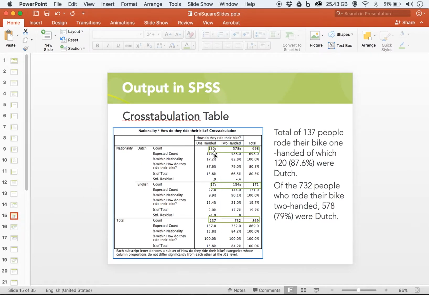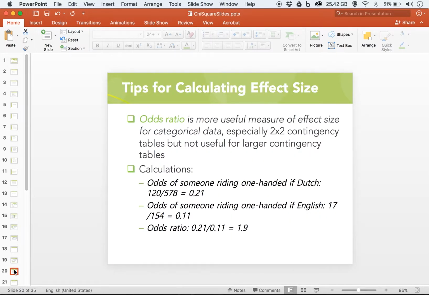So it's using these counts and doing all the math and creating a ratio. So the odds of someone writing one-handed if Dutch is 120 divided by 578, which we get 0.21. And then we get the odds of someone writing one-handed if English. So that's 17 divided by 154, or it's 0.11. So the odds ratio is 0.21 divided by 0.11, and we actually get an odds ratio of 1.9.